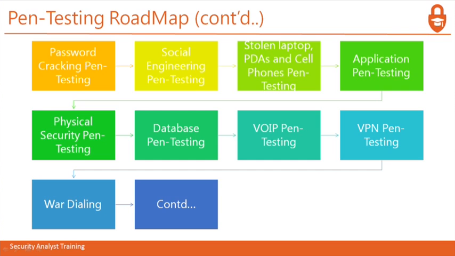So moving on, next slide, the other parts of the roadmap. Next we will start with password cracking, then go to social engineering, stolen laptops, PDAs, then also application testing, that is basically your physical security, and database pen testing is required. Another thing for your pen testing roadmap, it should also include your VoIP pen testing, and mostly on a personal network, and then also your VPN pen testing and war dialing. Those are also very important things which should always be part of your penetration testing roadmap.